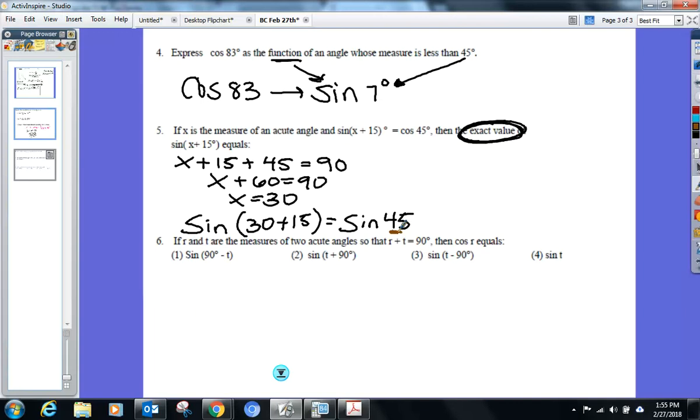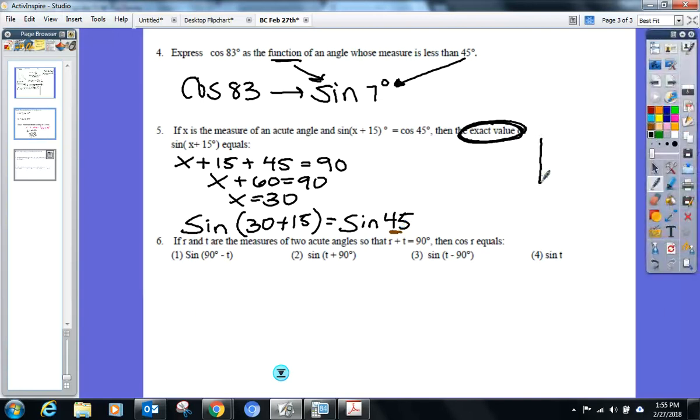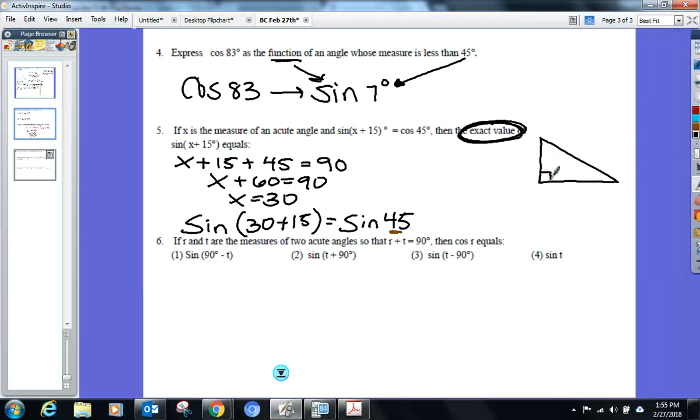Alyssa? Do you know how to find sine? What's the sine ratio? Opposite over? If you're dealing with a 45, can I make a right triangle that's got 45 in it? Darn right. What type of triangle is it? 45, 45, 90. Can you guys fill out the sides like it's your chart? What's across from the 45s?